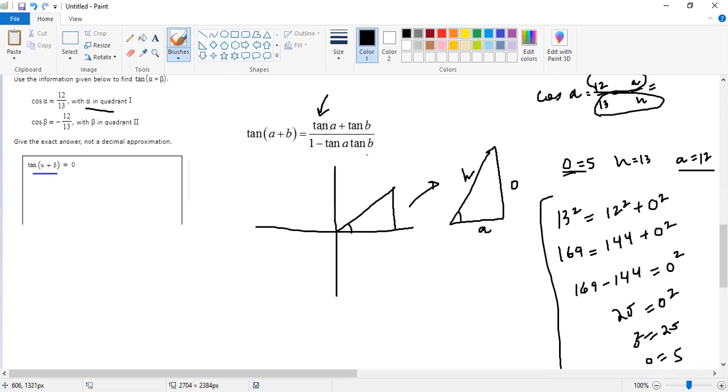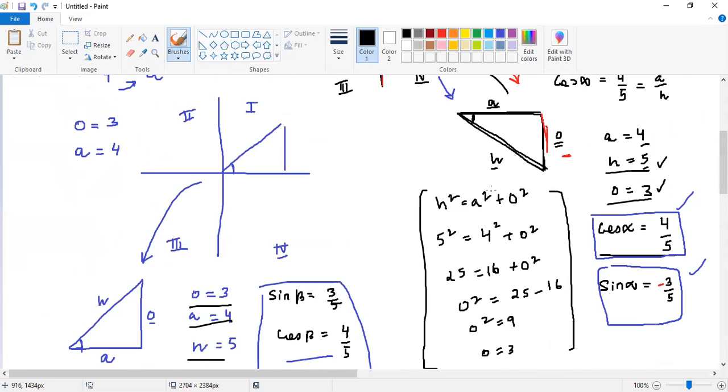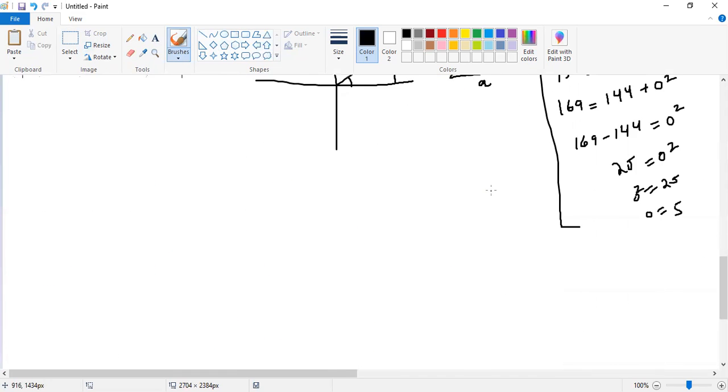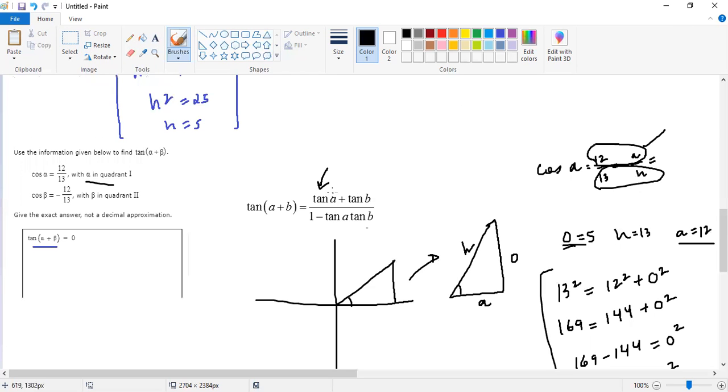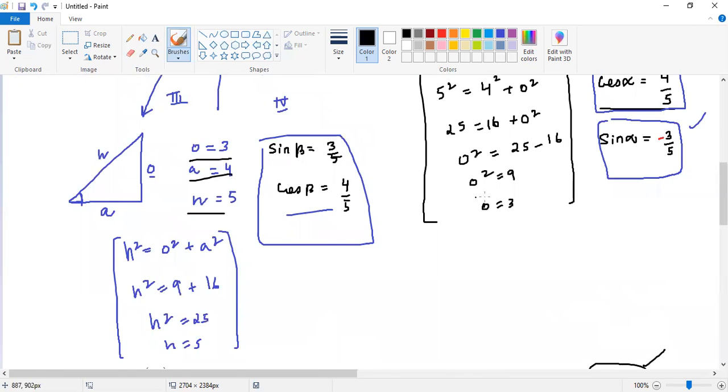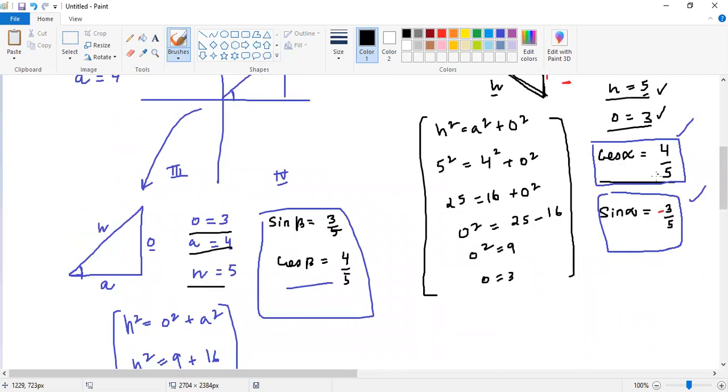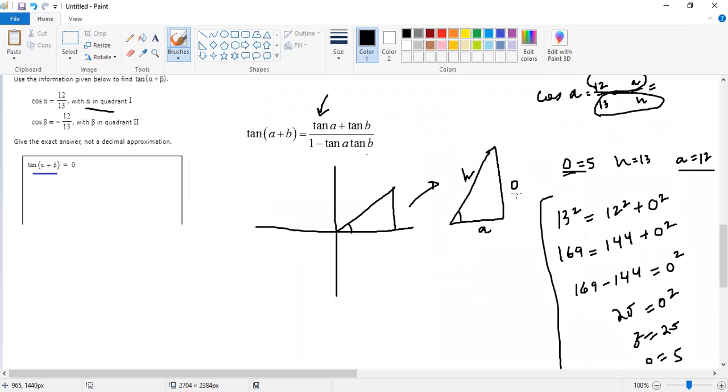So the tangent is the sine over the cosine. We can think about it as sine over cosine, or we can think about it as O over A. The tangent of A is O over A, right? So tangent for A would be O over A, which is 5 over 12, right? And that is the tangent of A, okay?